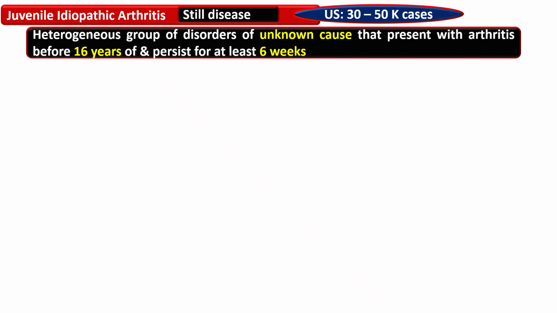The juvenile idiopathic arthritis, also termed Still's disease, has about 30,000 to 50,000 cases reported in the US. It is a heterogeneous group of disorders of unknown etiology that presents with arthritis before the age of 16 years and persists for at least 6 weeks.